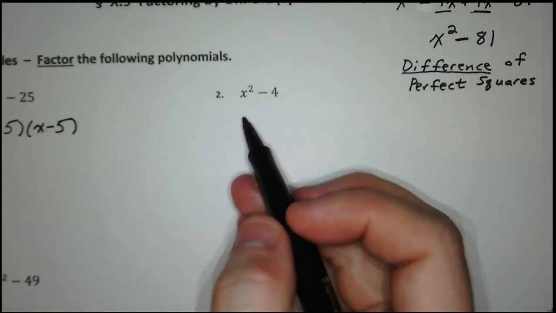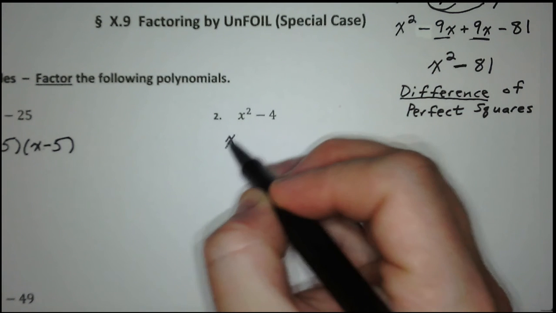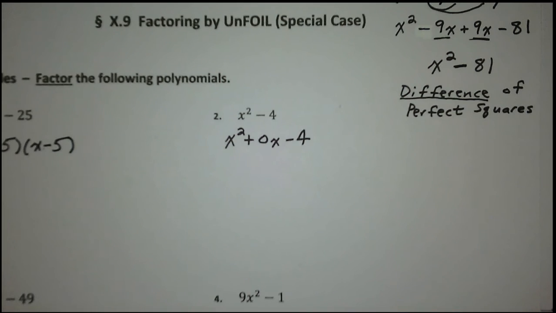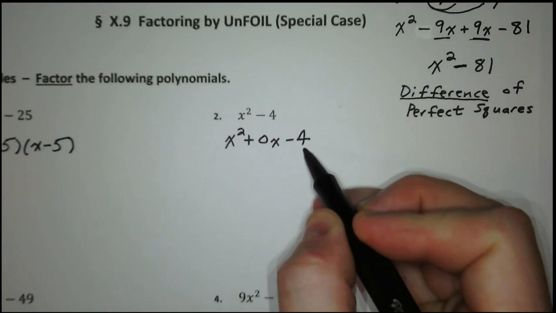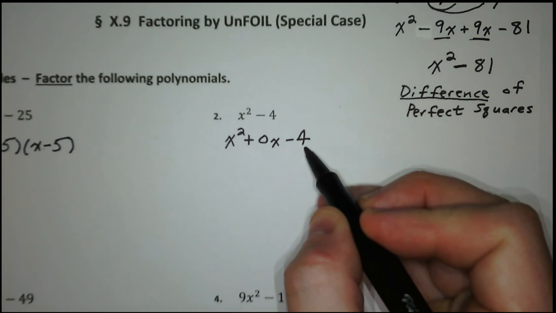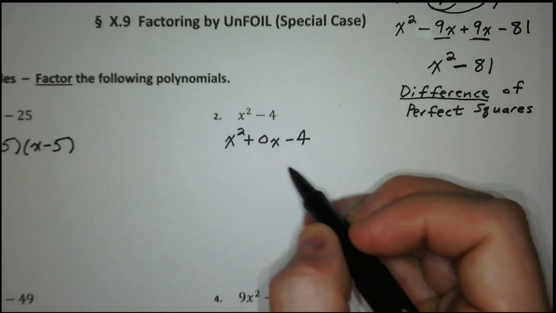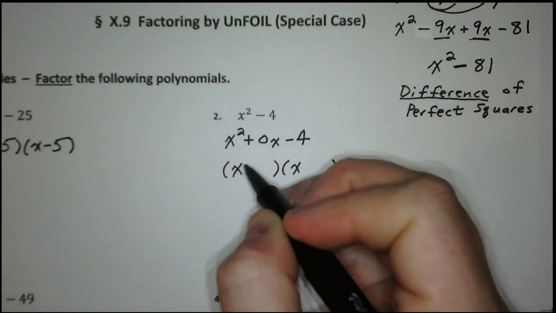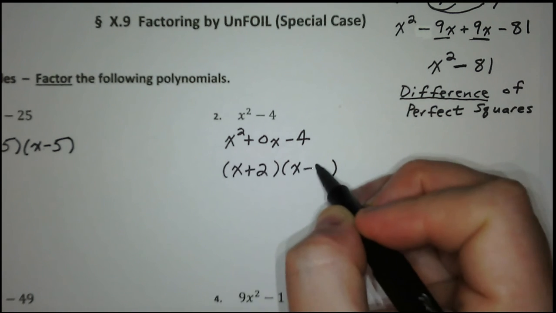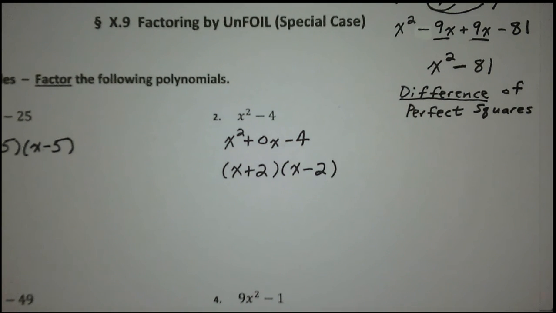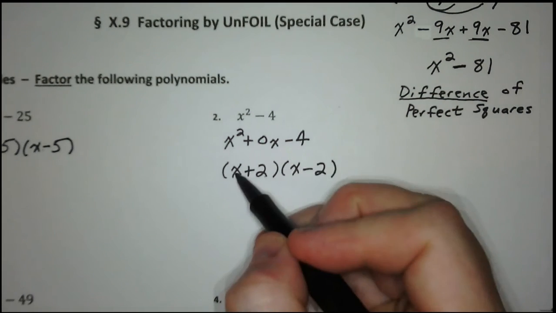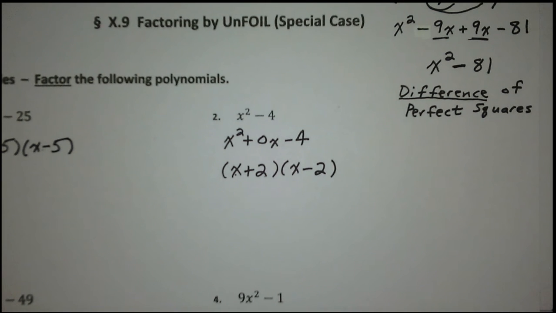Just like you can look at number 2 and say, technically, there's a 0x in the middle that's just not there anymore. So are there two numbers that multiply to get negative 4, but also add up to 0? Of course, those two numbers are positive 2 and negative 2. But once again, that's because 2 is the square root of 4, and x is the square root of x squared.